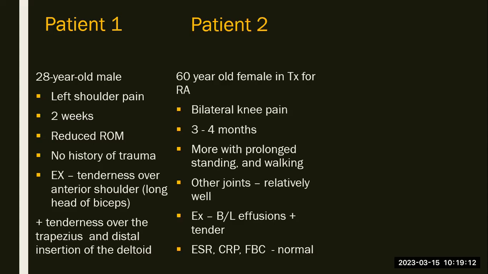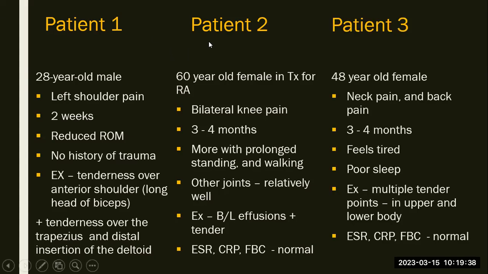Patient number 2, older female who already is a diagnosed patient with rheumatoid arthritis on treatment. Her other joints are quite all right, but she's complaining of knee joint pain, which has been there for a while, for about 3 to 4 months. The pain worsens predominantly with walking for long periods of time, or standing for long periods, or with climbing stairs. And you examine her, there's a little bit of tenderness in both knee joints. There's an effusion, but it's not very clearly inflamed as such, and her inflammatory markers are also normal.